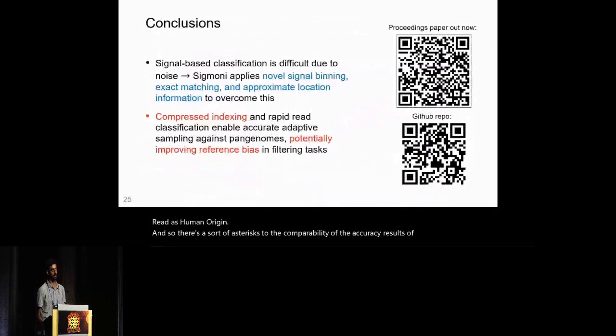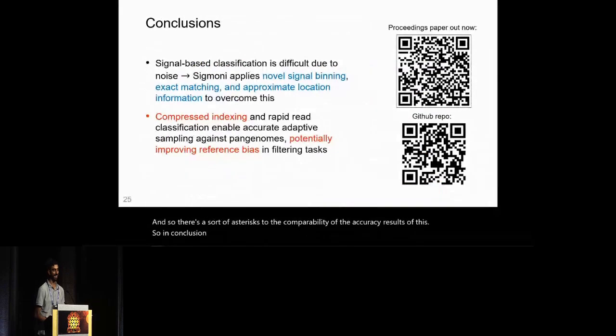So in conclusion, Sigmoni is a signal-based classification tool, and it deals with this really difficult problem of classifying signal, because of the noise of this continuous electrical signal. But Sigmoni overcomes this with a novel signal binning procedure, showing that you can do exact matching even on this continuous signal with the r-index, and then adding this approximate location information, which is actually applicable even in the Sigmoni framework of base-called reclassification.